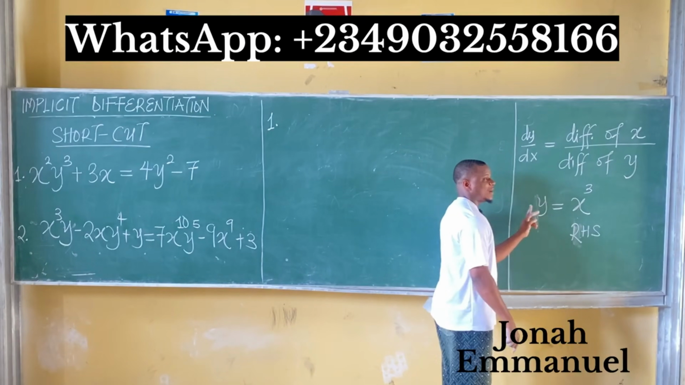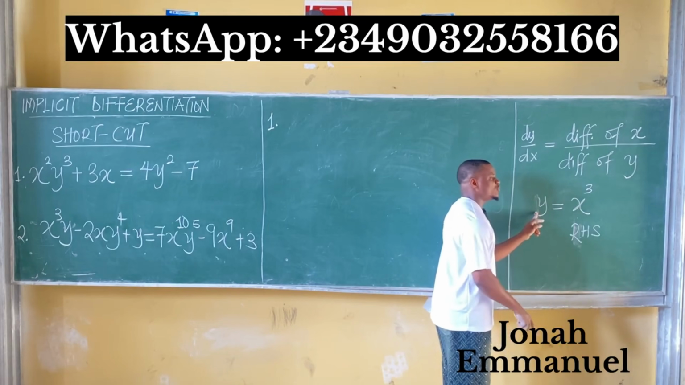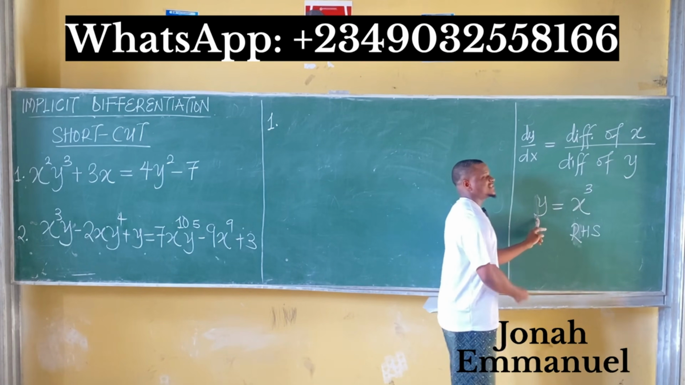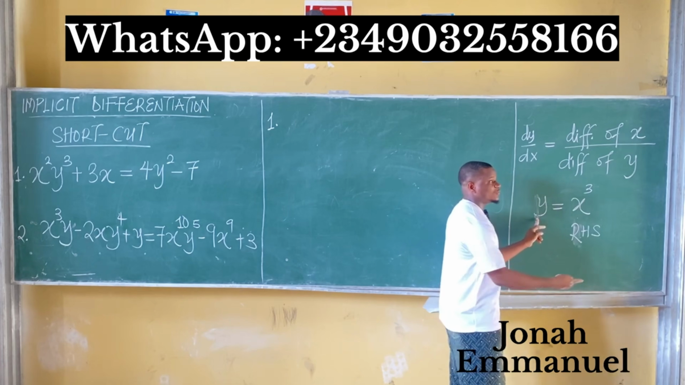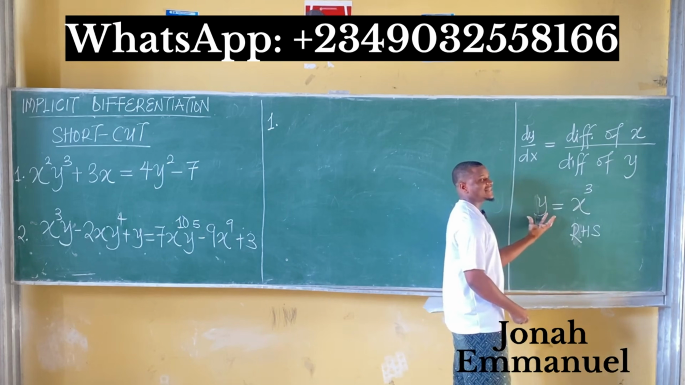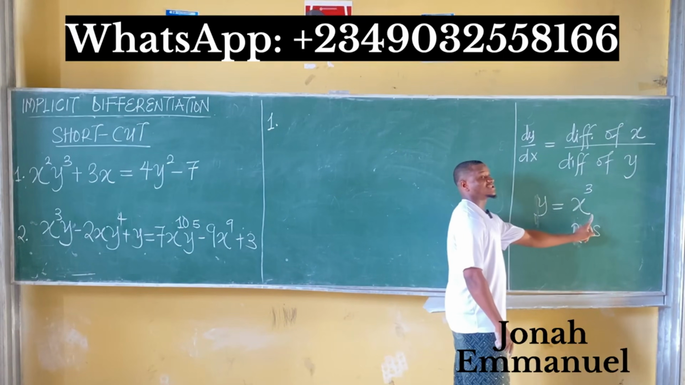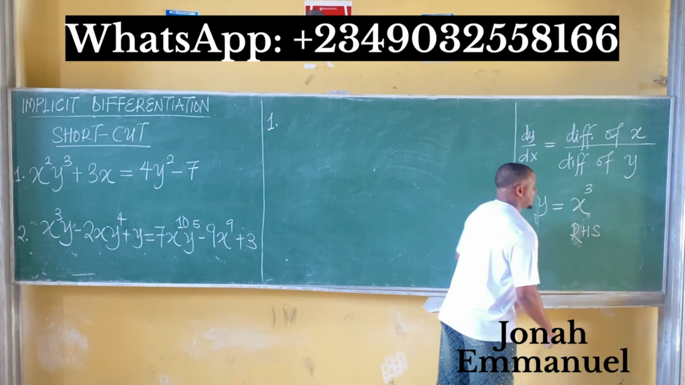The same thing happens for y. My y is supposed to be on the left-hand side of the equation. So if I'm differentiating a y term on the left-hand side, that is its natural position and the sign remains the same. But if y is on the right-hand side of the equation, the sign will change. Now, let's do this, please.